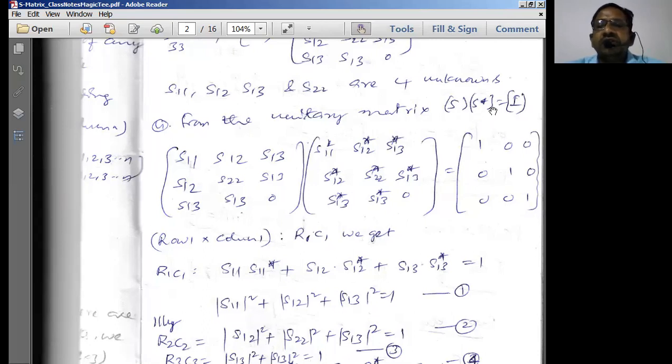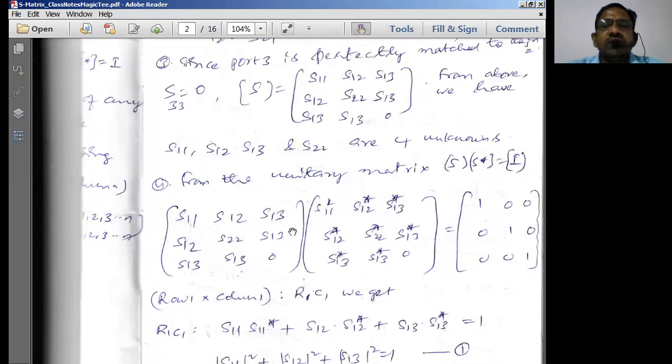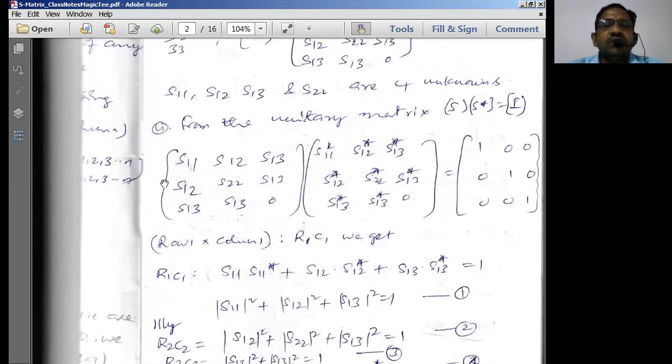It is S into S star is equal to I. So S into S star, just now we have decomposed the S matrix. Now the same matrix I'll draw here, and write it here with a star symbol. Okay, so it shows that it is going to be a conjugate symmetry matrix. Now, when you multiply these two, it will result in an identity matrix.